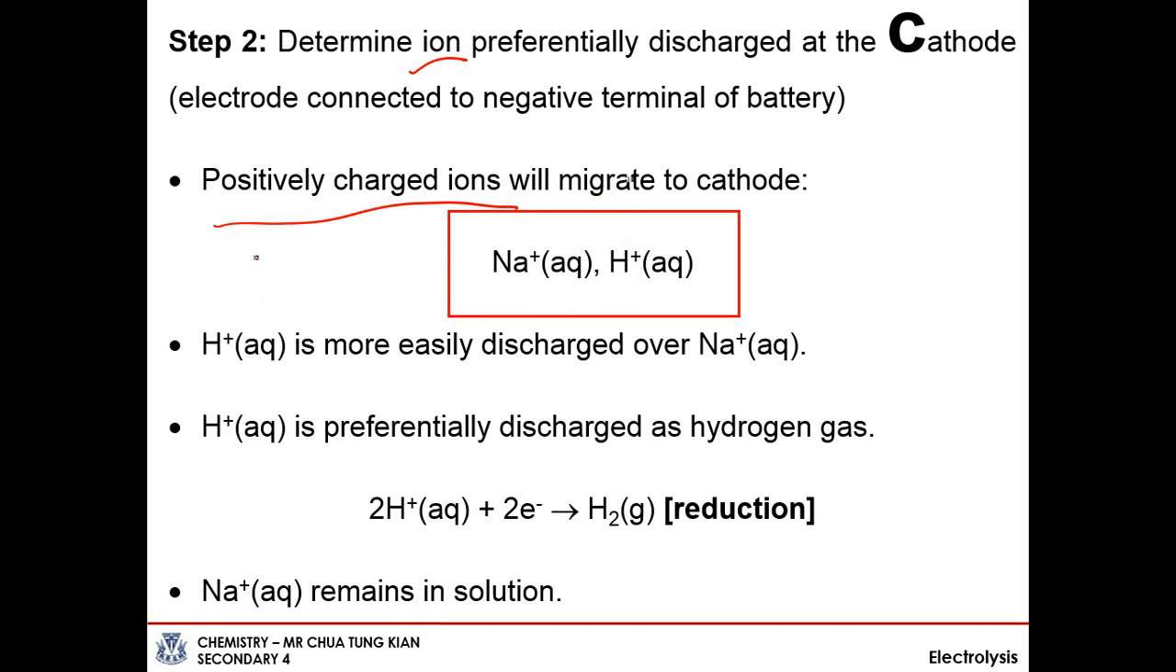And based on the series, let's take a look at the series. It's in one of the earlier slides. So Na+ is on the top, H+ is at the bottom. So ease of discharge increases. This is easier to discharge, easy. This is difficult. So H+ ion is preferentially discharged over Na+. And at the cathode, the H+ will receive electrons to give you hydrogen gas. So this is a +1 to a 0. So this is also a reduction. Na+ ions remain in solution.